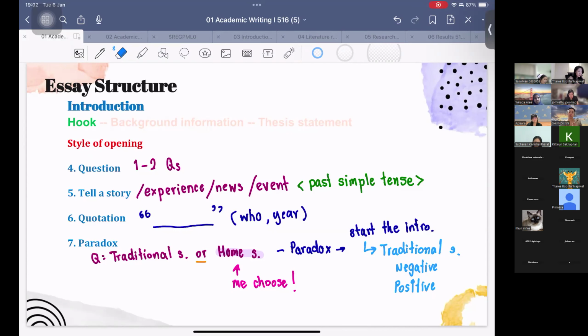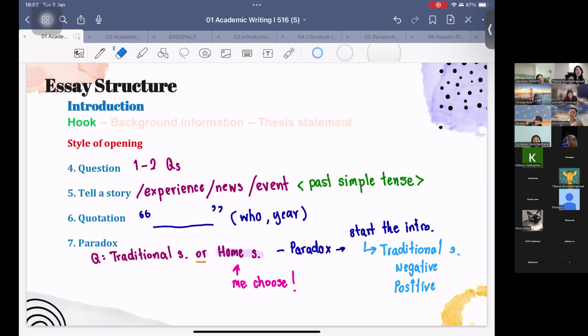This is my choice. So the idea of paradox is that you will start your introduction with the option that you are not choosing. Again, the technique of paradox is that you start with the thing that you are not choosing. Like this one, I choose to write about homeschool. So my intro, my starter, is going to be about traditional school.